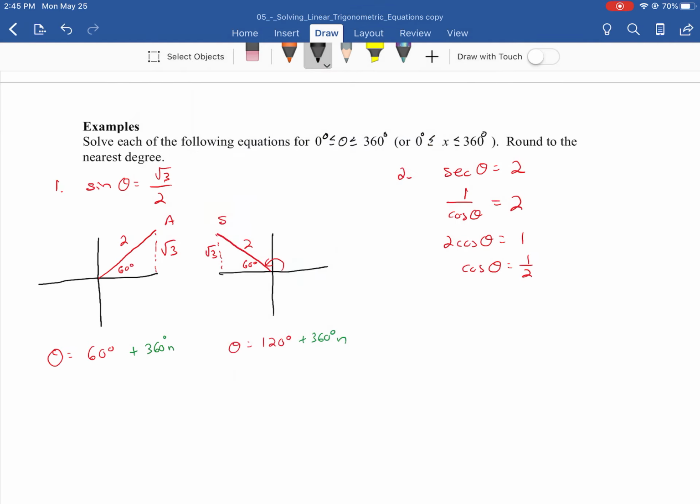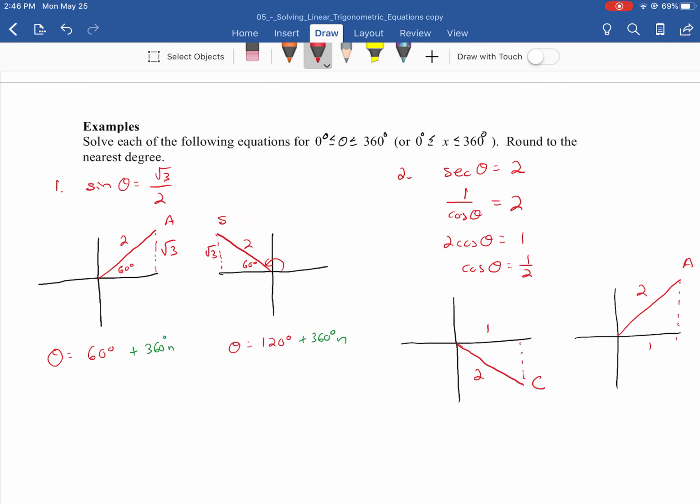And what I get is cosine theta equals 1/2. Nicely in isolated form there. Just mentioning that because we're going to get to some questions later where it's not so isolated. And so then I draw my two quadrants where cosine is positive. Cosine could be positive in the C positive quadrant. Cosine could also be positive in the all positive quadrant.